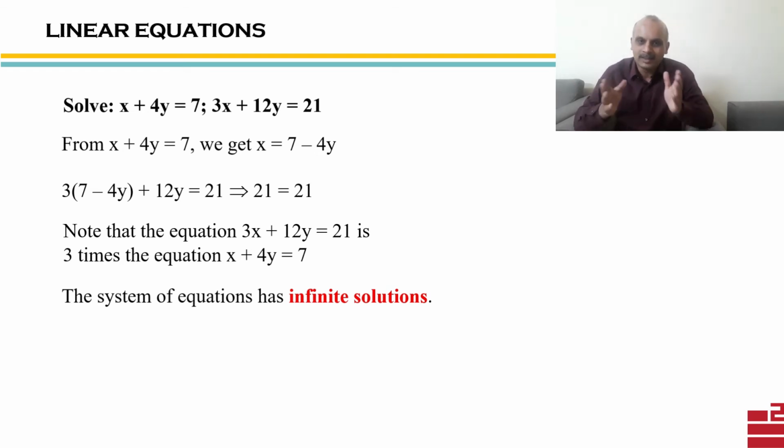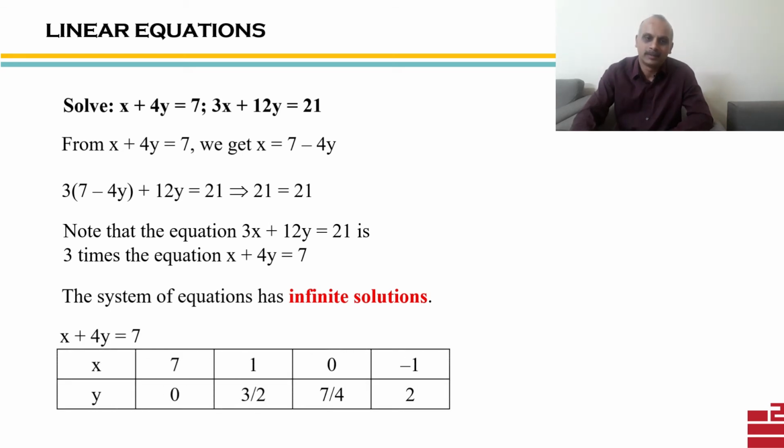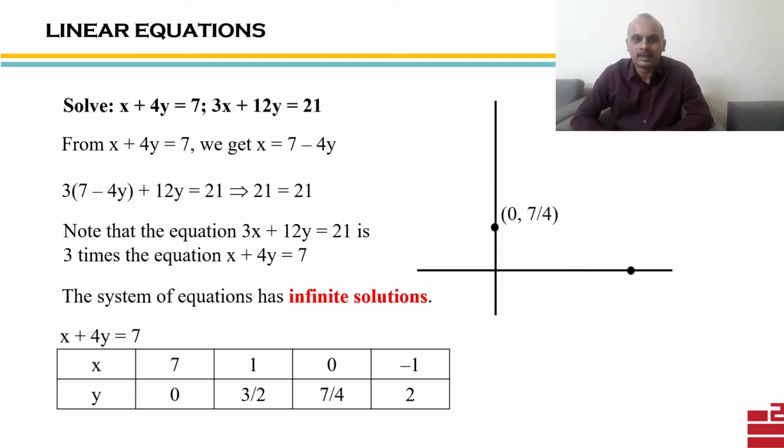So when we have this kind of situation where one equation is a multiple of the other equation, then such a system of equations will always have infinite solutions. So let us again draw the graph of it. Let us draw the graph of x plus 4y equal to 7. So we get something like this. Plot the points. We have (0, 7/4), one of the coordinates, and (7, 0), one of the other coordinates, and joining them we get this straight line.